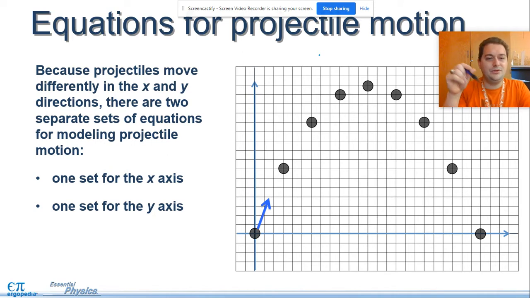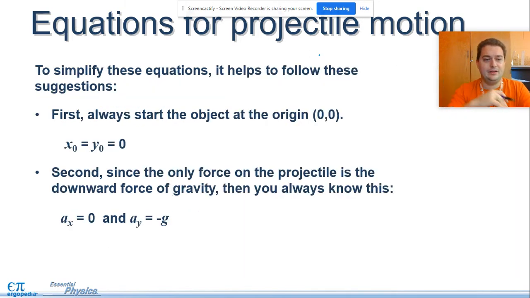And because projectiles move differently in the x and y directions, there are two separate sets of equations. One set for the x-axis and one set for the y-axis. So you're going to have to pay attention. This is why this particular type of problem is hard, is because there's two sets of equations. They are tied together through one particular variable, and that is time. And we're going to get to that.